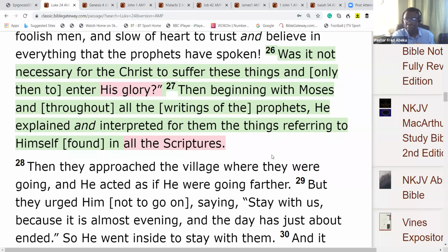Go back. Begin with Moses and the writings of the prophets. He explained and interpreted for them what is found in the scriptures. Jesus, ladies and gentlemen, brothers and sisters, referred to the writings of Moses and the writings of the prophets, in fact, the entirety of the Old Testament from Genesis to Malachi, as the scriptures. Because the word scripture is graphe. The word there is hieros grammata or hagia graphe. The word graphe is what we get in the English word graphic. It has to do with legible writings.